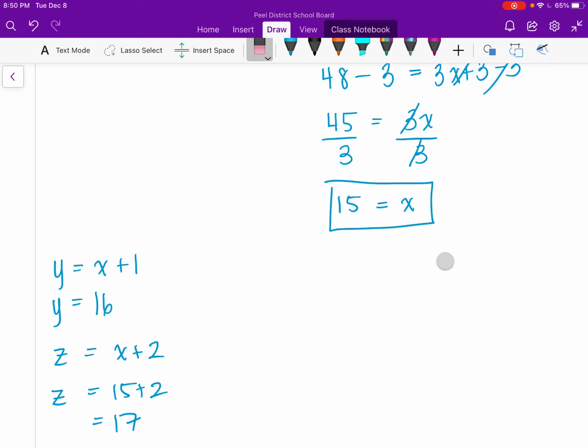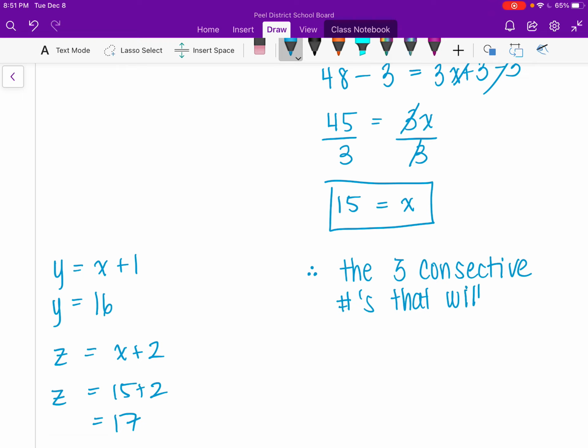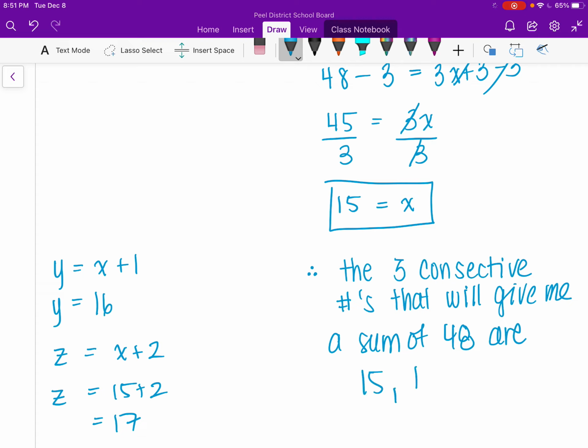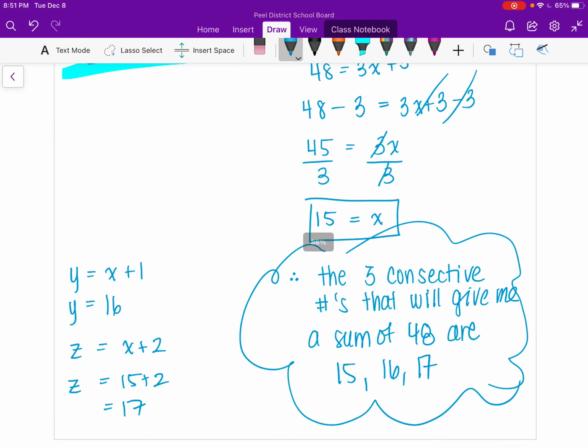So I'm going to write this as a therefore statement. Therefore, the three numbers, I'm going to write 3 consecutive numbers. The 3 consecutive numbers that will give me a sum of 48 are 15, 16, and 17. And I'm just going to go back and say, did I answer the question?